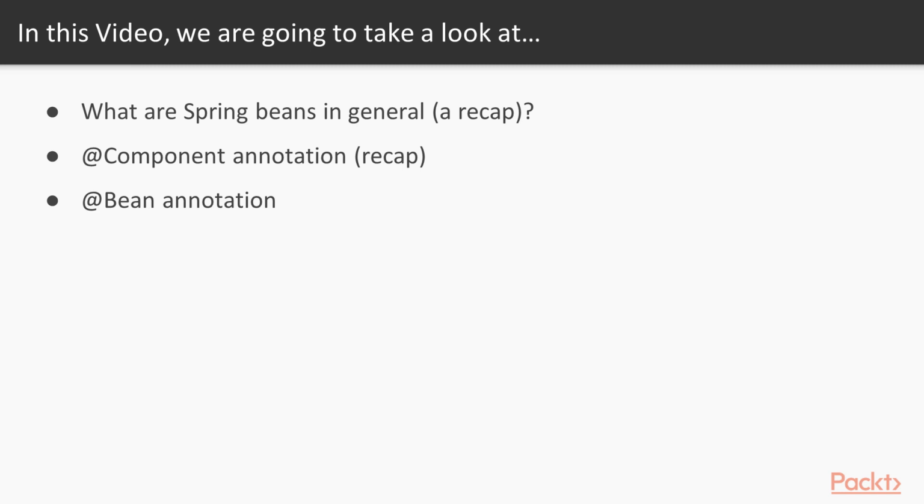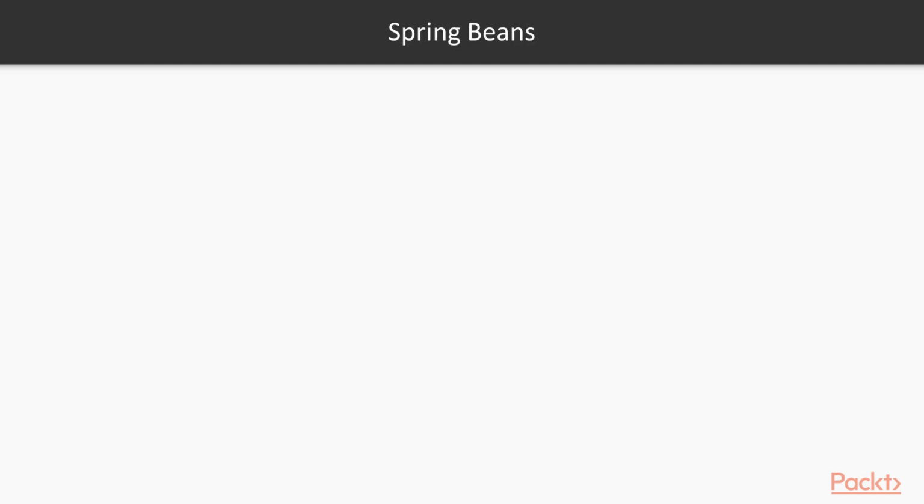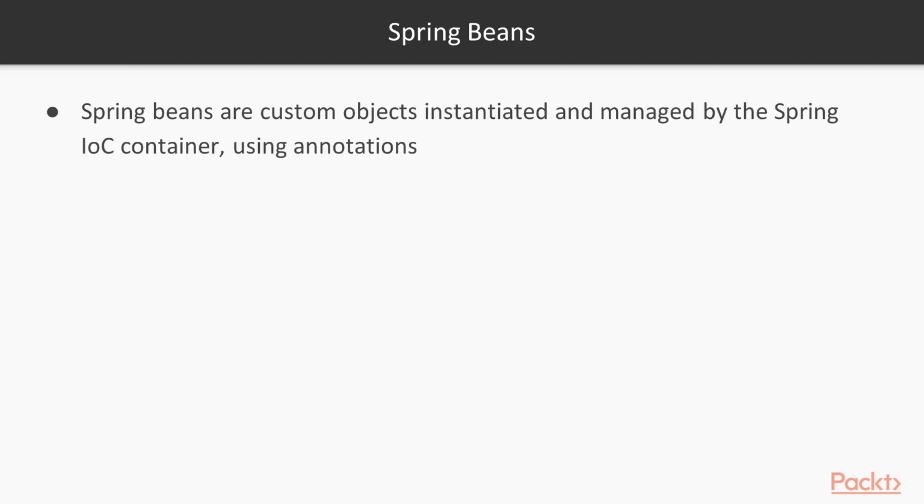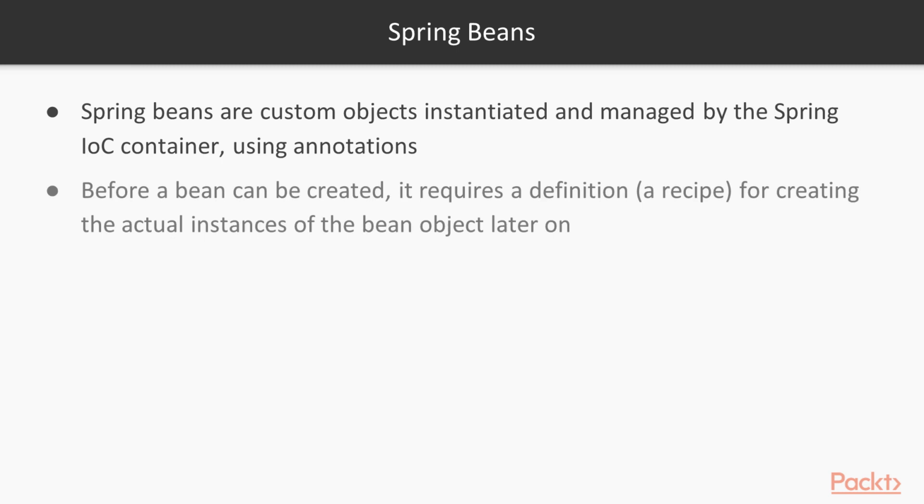So without further ado, let's recap about Spring Beans real quick. Spring Beans are basically custom objects which are instantiated and managed by the Spring IOC container using annotations. What's important to know is that before a bean can be created, it requires definition, which is basically a unique recipe that you as a developer provide for creating the actual instances of that bean object later on.